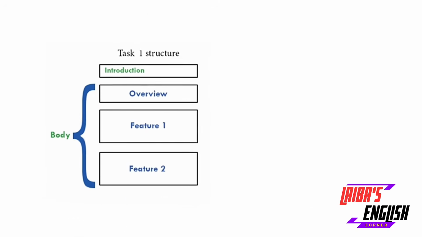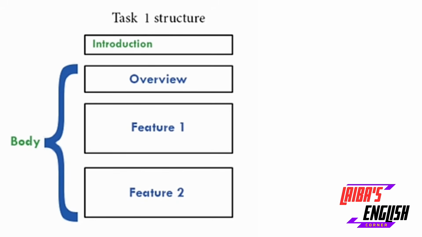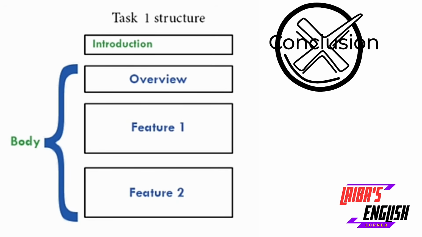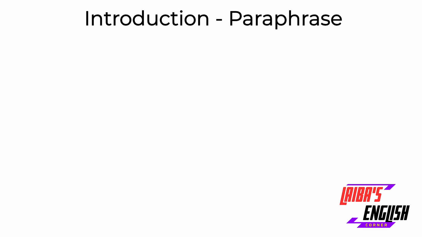Now, the structure. Structure of the line graph is, first of all, there is the introduction, then the body paragraphs. Body paragraphs would be three. First, the overview, then paragraph 1 with important features, and then paragraph 2 with important features. To sum up, we have to write four paragraphs: introduction, overview, paragraph 1 with important features, and paragraph 2 with important features. Remember, we don't write a conclusion in task 1 of an IELTS exam.